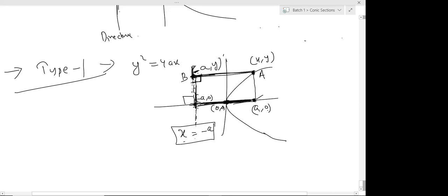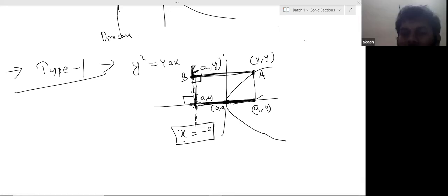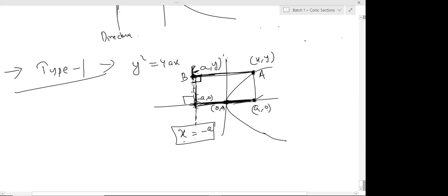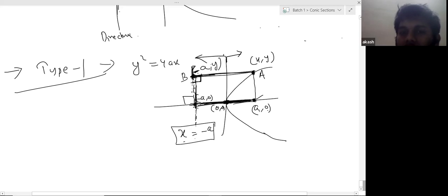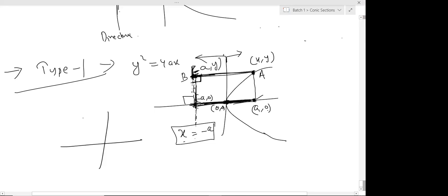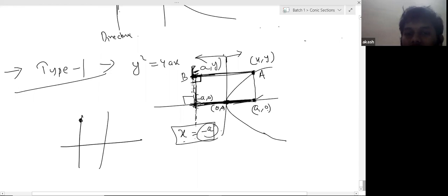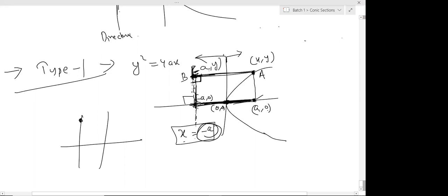Yes, sir, but why can't it be minus x comma y? See, this is the y-axis. In here, x is positive. In here, x is negative. This point lies on the negative side of x, right? This lies on the directrix, so x cannot change, and the x coordinate of the directrix is minus a, right? So minus a comma y. Oh, okay, sir.